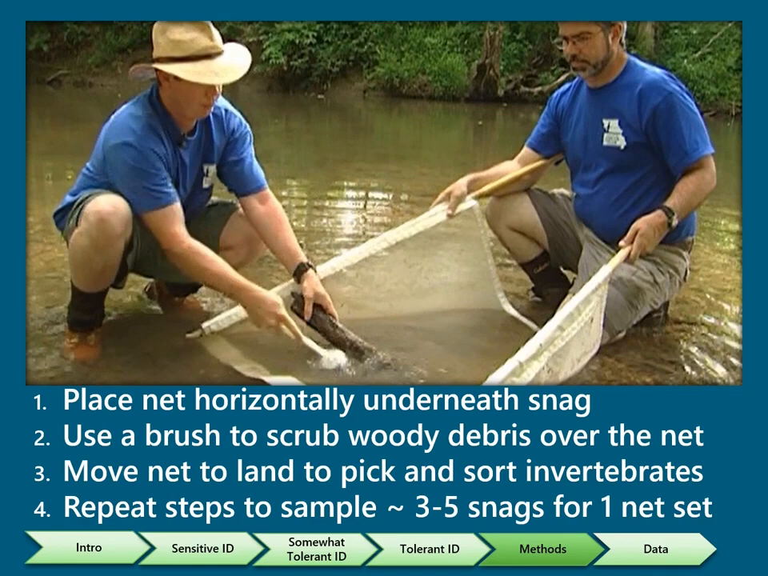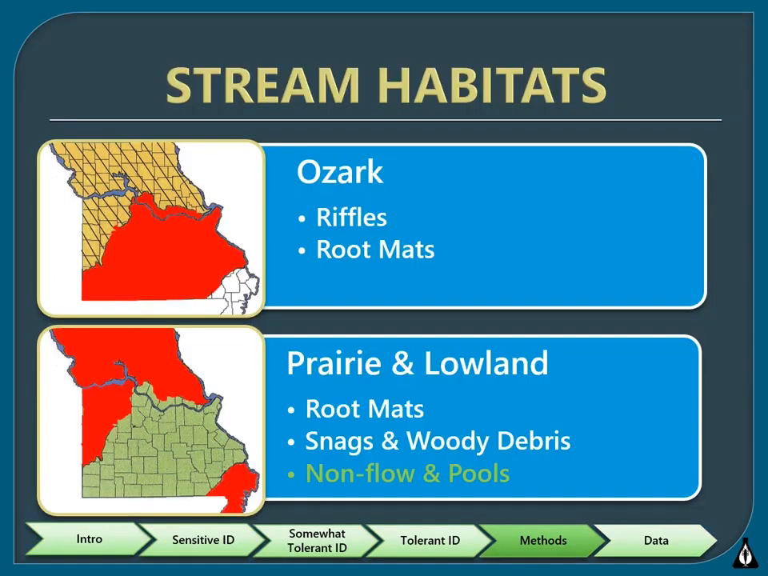Move the net to land and pick and sort invertebrates into a sorting tray. 3 to 4 pieces of small woody debris, like the one in this photo, are needed for a single net set. If no other habitats exist in your monitoring site, you can sample in pools or non-flow areas.